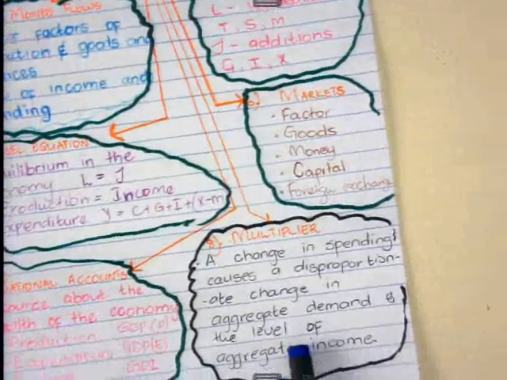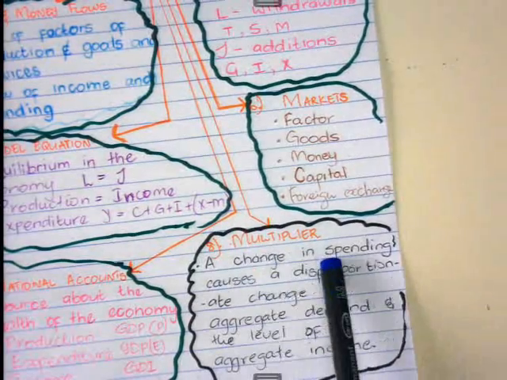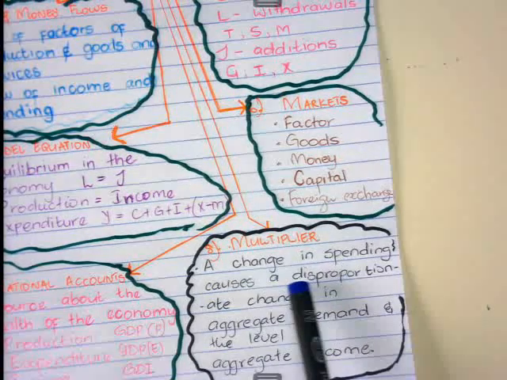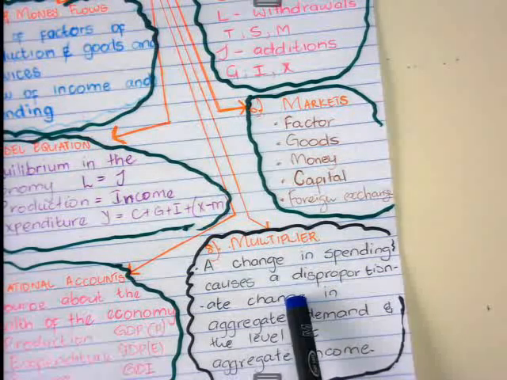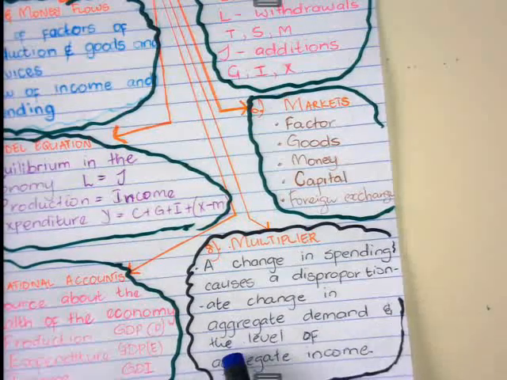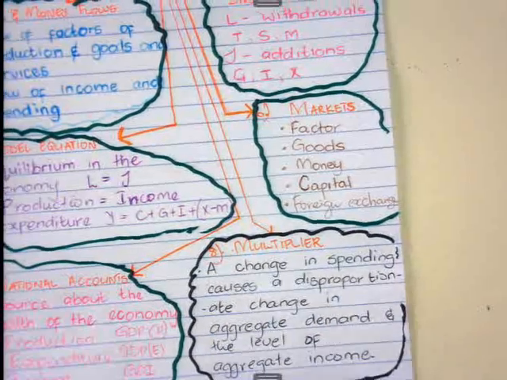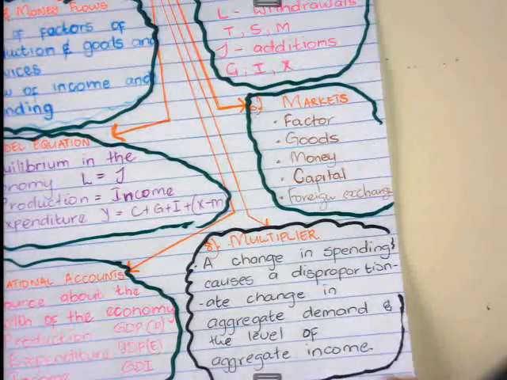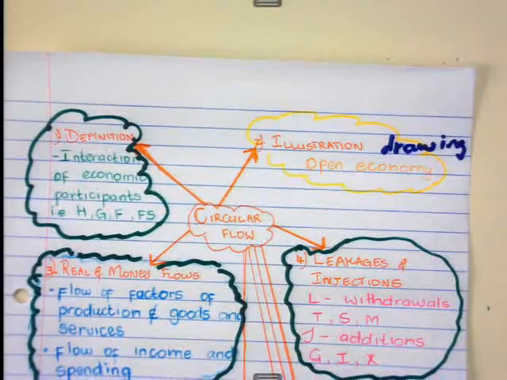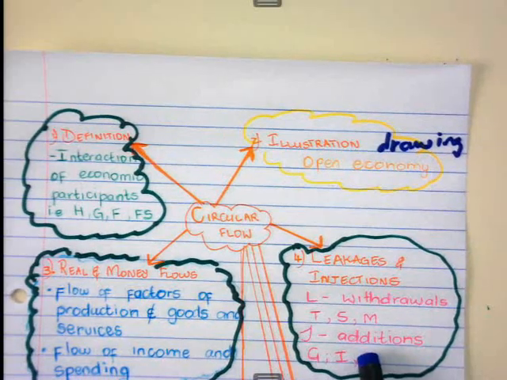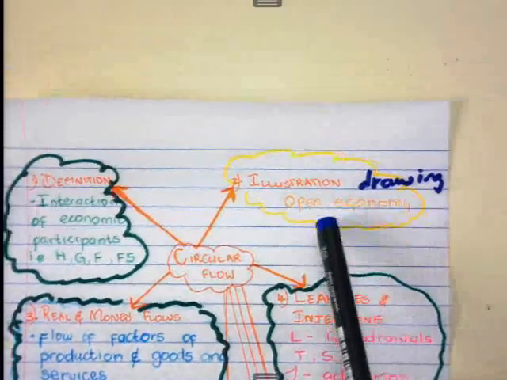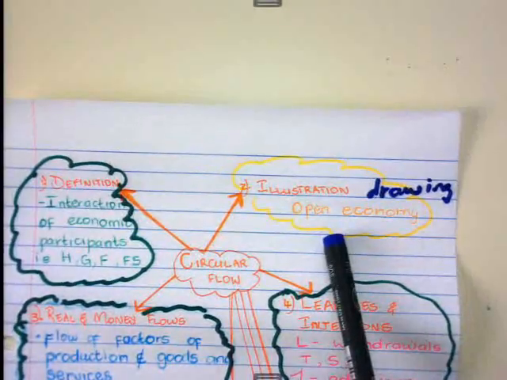The last subtopic is going to be the multiplier. The multiplier means that a change in spending causes a disproportionate change in aggregate demand and also a change in the level of aggregate income. Now let us go back to the illustration, a complete drawing of an open economy.